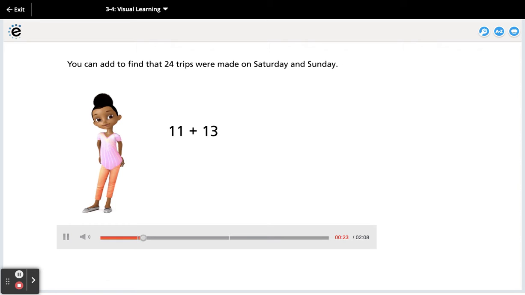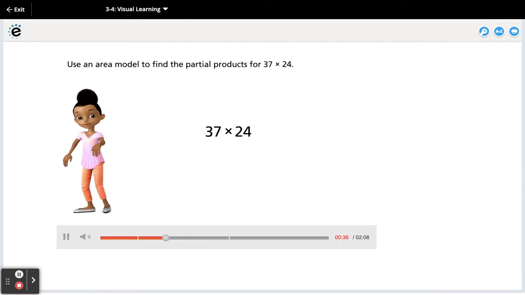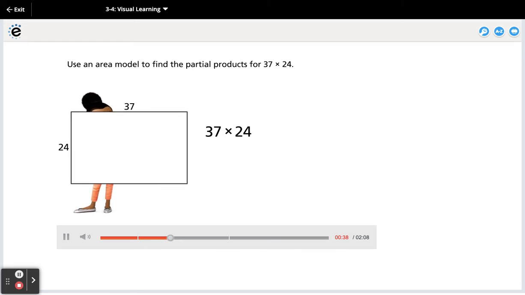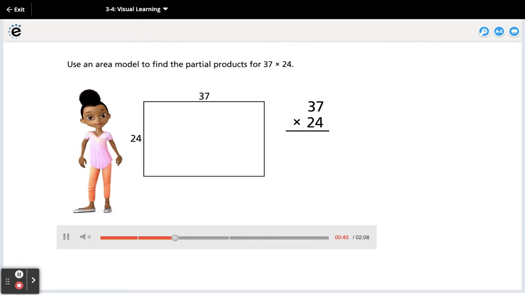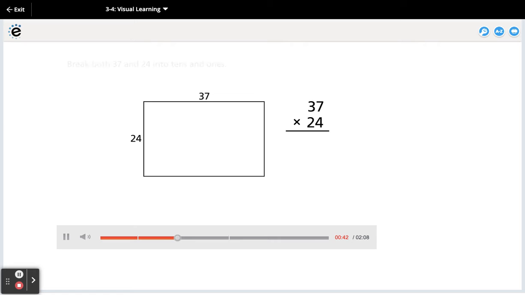You can add to find that 24 trips were made on Saturday and Sunday. So the ferry carried 37 times 24 cars on the weekend. Use an area model to find the partial products for 37 times 24. Break both 37 and 24 into tens and ones.